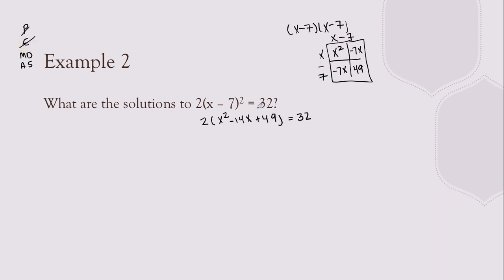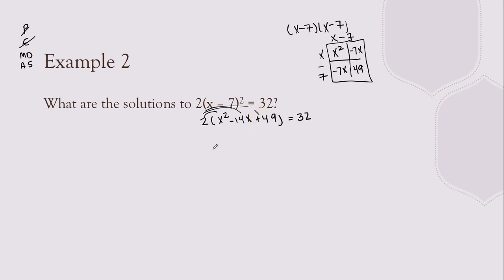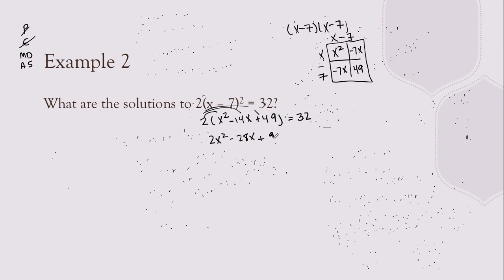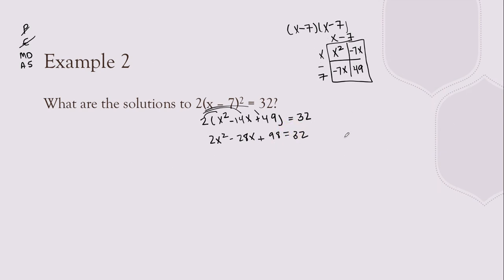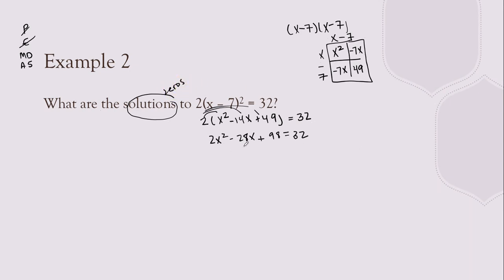Now, how would we keep simplifying this? Distribute the 2. So 2x squared minus 28x plus 98 equals 32. If I'm looking for my solution, I'm looking for my zeros. And no, you cannot put this in Desmos like this. Not in test mode.